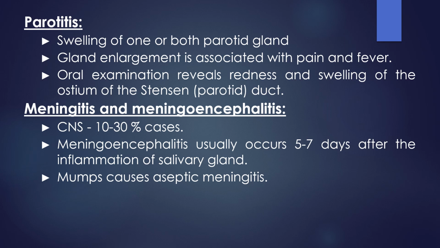The next complication is meningitis and meningoencephalitis, in which central nervous system involvement is common in about 10 to 30% of the cases. Meningoencephalitis usually occurs 5 to 7 days after the inflammation of the salivary gland. Mumps causes aseptic meningitis, which is one of the common manifestations.